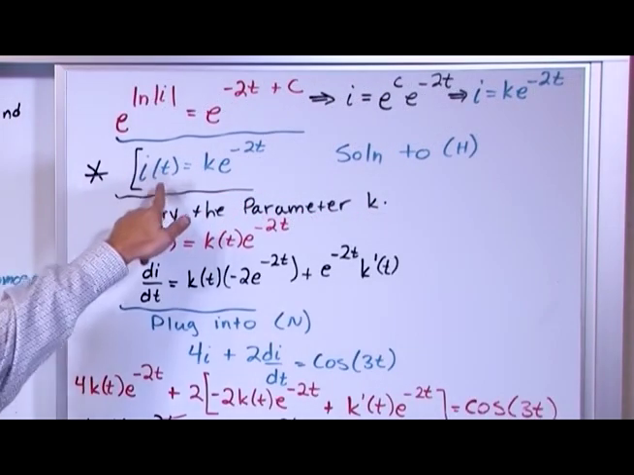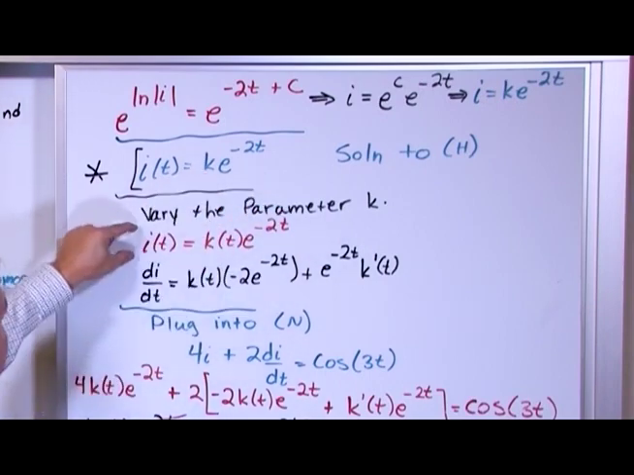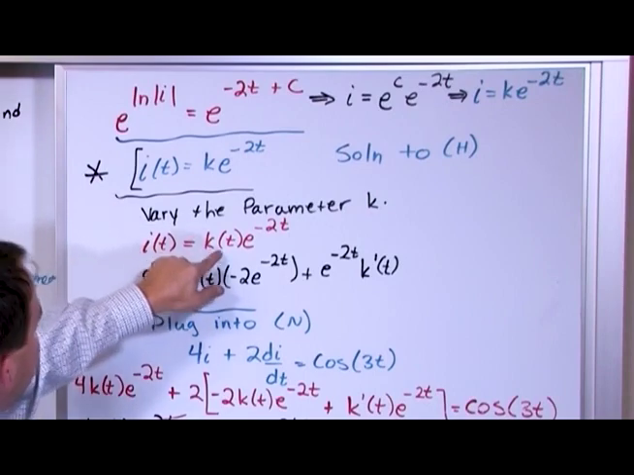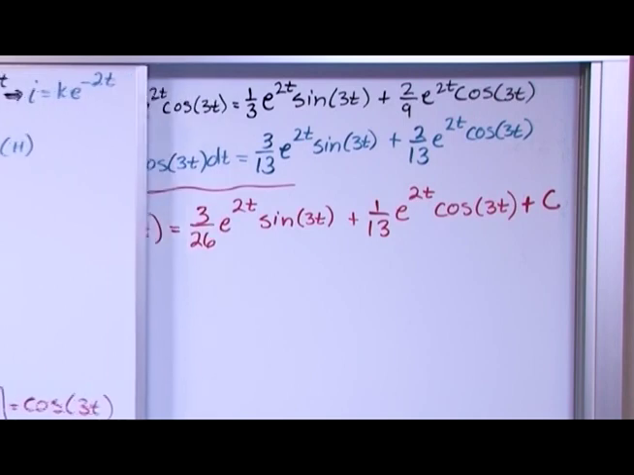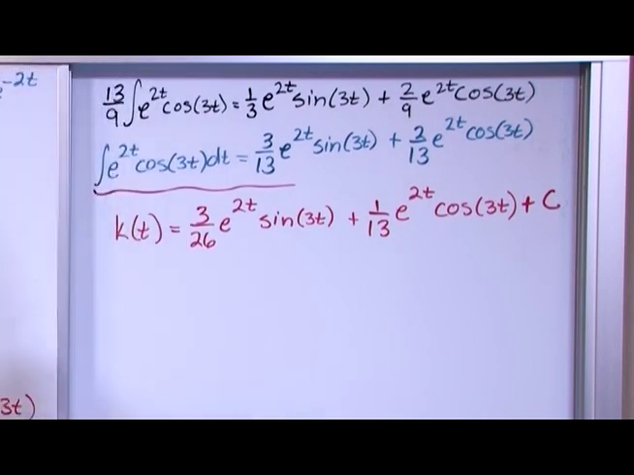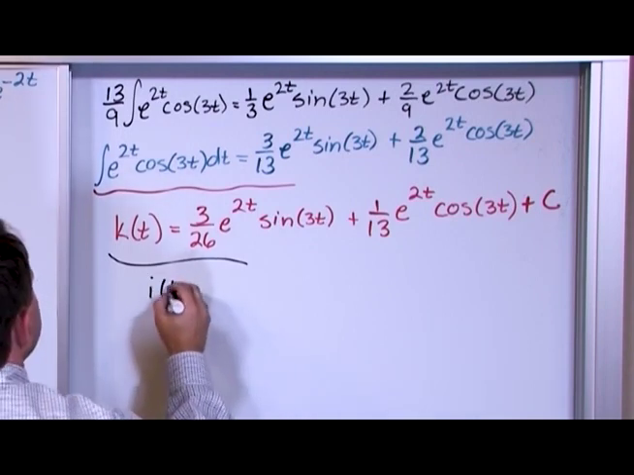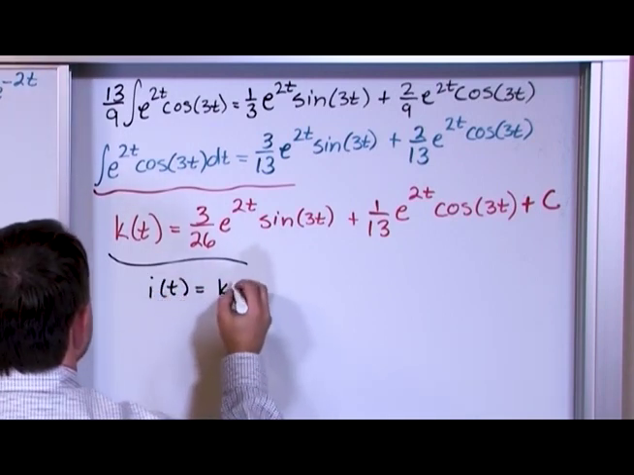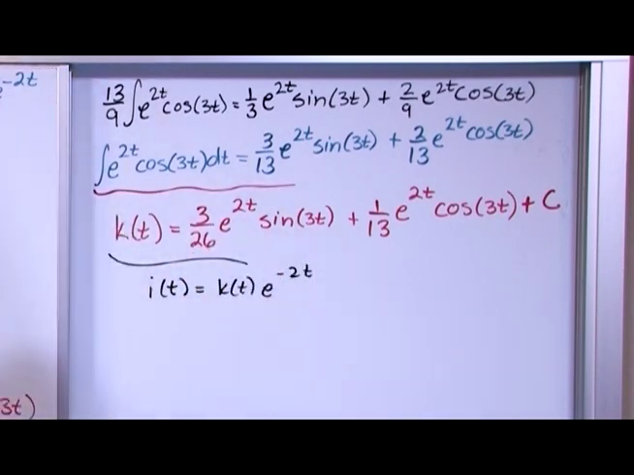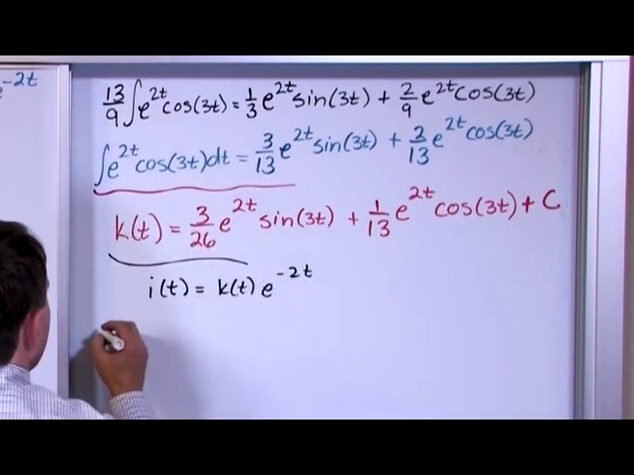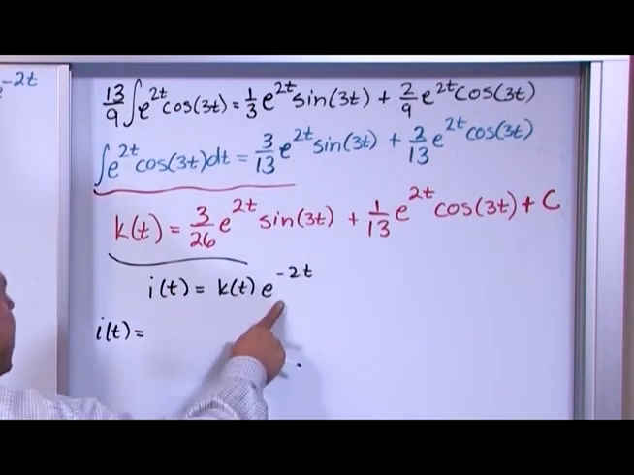So here we found the homogeneous solution of the equation, and we let this parameter vary, k of t. So the final solution is the current is equal to k of t times e to the minus 2t. So let's go ahead and do that. What we're going to have is, don't forget that I of t is just going to equal k of t times e to the minus 2t. So we just multiply by k of t. So what we're going to get is I of t is equal to all this stuff times this guy.